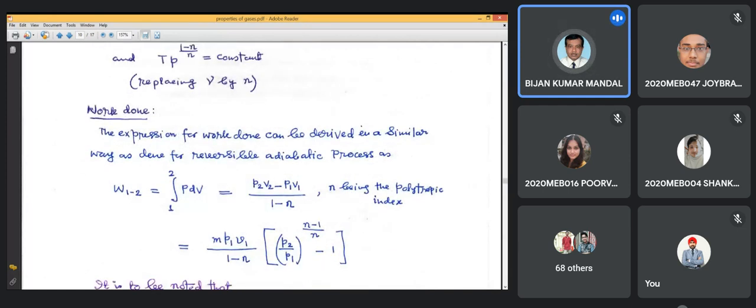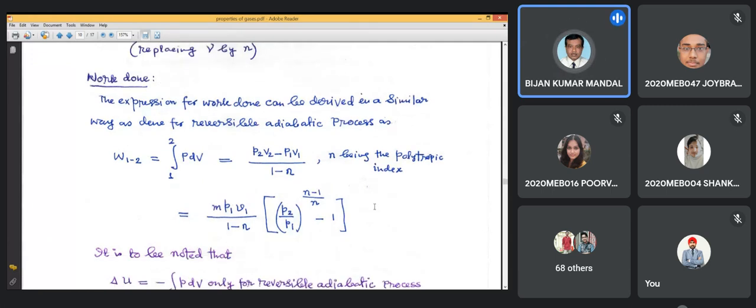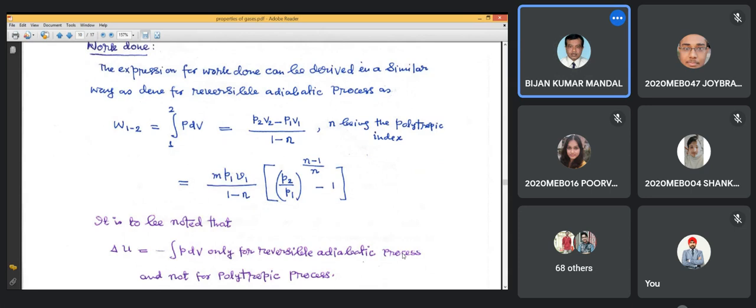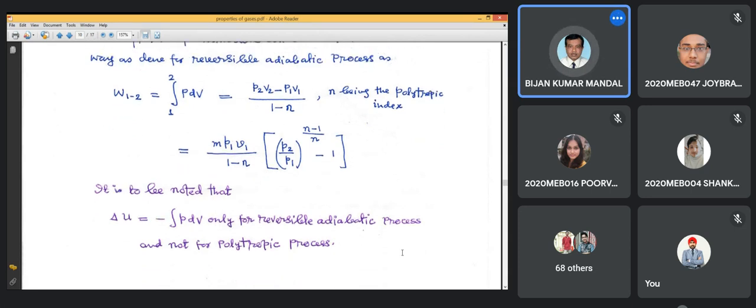Now let us see what to do with the work done. The expression for the work done can be derived in a similar way. The only thing is that gamma is replaced by n. So this is the expression for the work done in a polytropic process. And if you write it in terms of other things, if you take common factors, you will get these equations. So that is the work done.